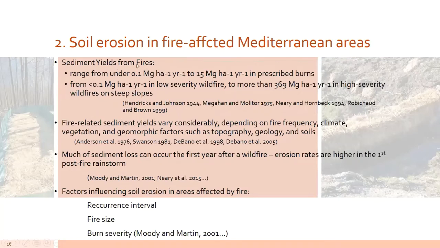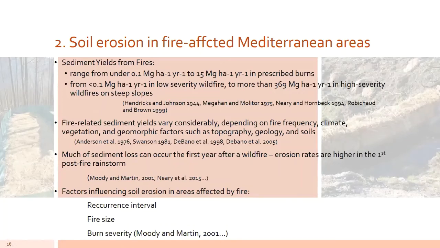In areas affected by fires, sediment yields can range from 0.1 ton to 15 tons per hectare per year in areas where there were prescribed burns. In areas affected by low severity wildfire, this can go to more than 300 tons per year in high severity wildfires on steep slopes. Consequently, we can conclude that fire-related sediment yields vary considerably depending on different factors such as fire frequency, but also climate, vegetation, and geomorphic factors.